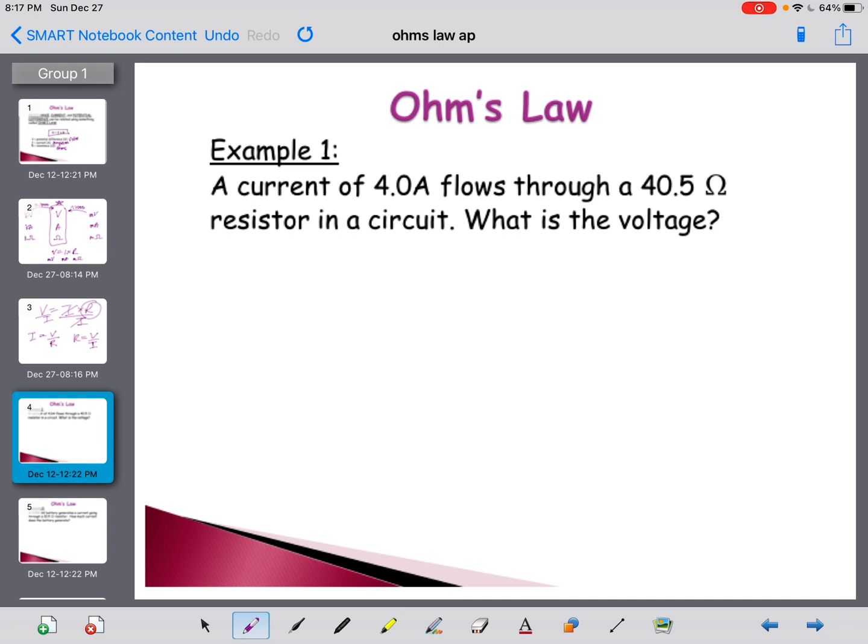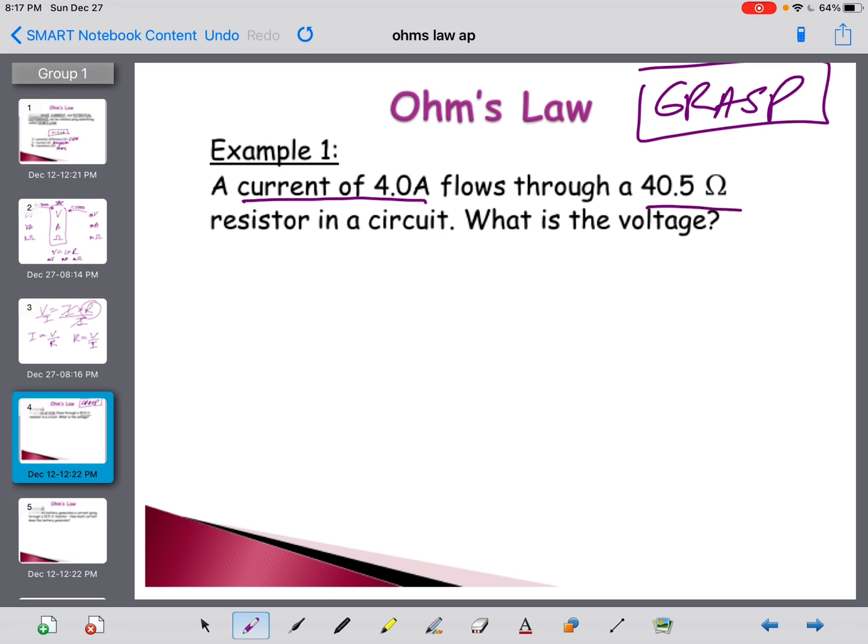Okay, so let's start looking at solving for examples here. So keep in mind, we're going to be using GRASP. Anytime you're doing a short answer, or I should say a word problem, where you're doing calculations in science, you're going to be using GRASP. So we're going to do the same thing here. So it says a current of 4.0 amps flows through a 40.5 ohm resistor in a circuit. What is the voltage, which is the same thing as potential difference?